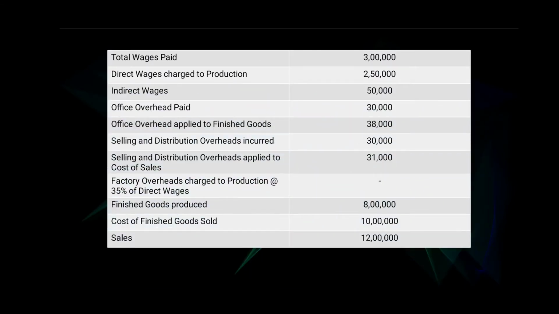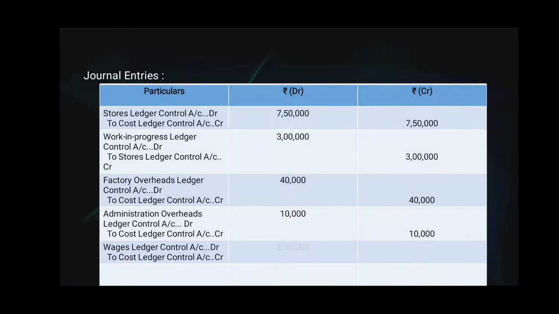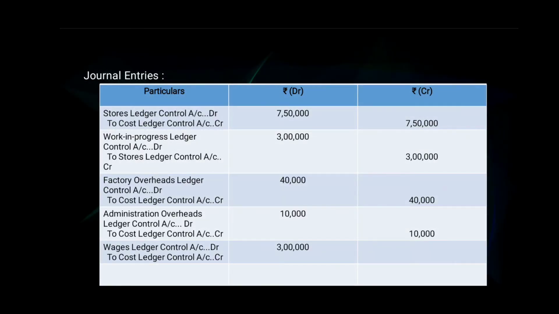Next expense is given as total wages paid. Amount is 3 lakh. So journal entry will be wages ledger control account debit to cost ledger control account. Amount is 3 lakh on the debit and on the credit side.